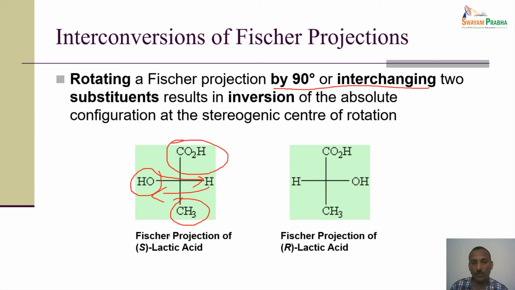In that case the S isomer becomes the R isomer. Or otherwise, in this particular case the carboxylic acid, the most oxidized carbon, is at the top, the methyl group is at the bottom, and the hydroxyl is on the left hand side. So this is the L isomer, and in this particular case this is the D isomer. That means L becomes D. That means we are actually interchanging the configuration at this particular center. So this is how the rotation by 90 degrees leads to this particular change.